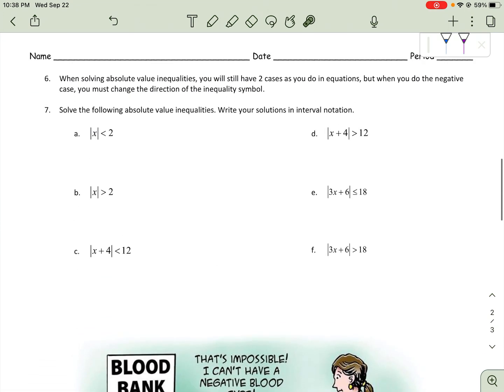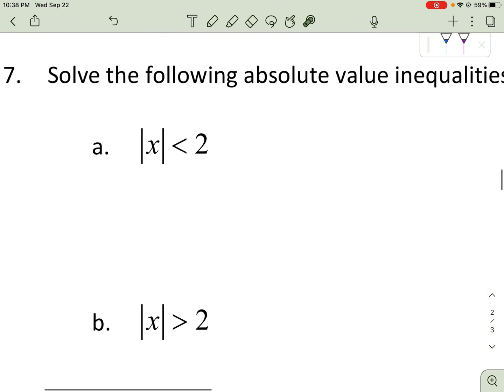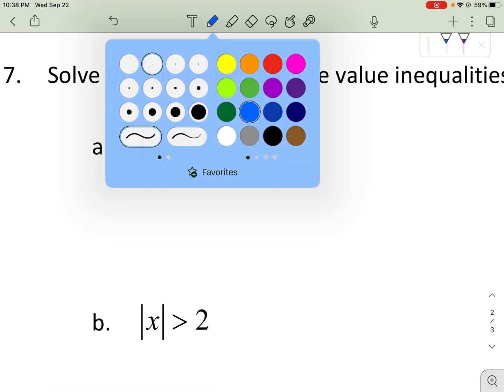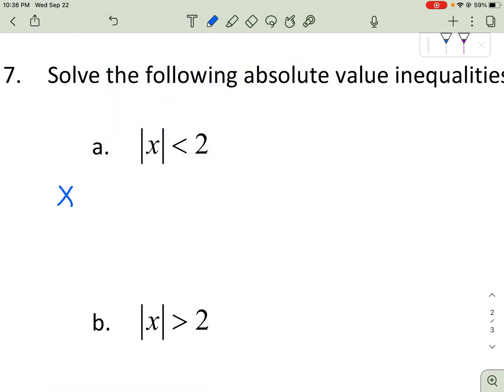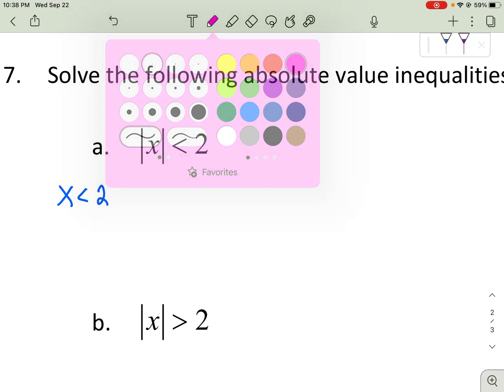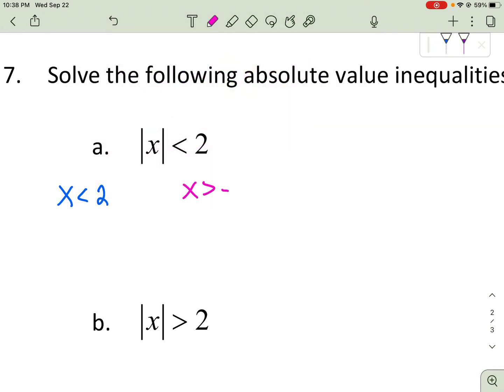Okay, and now we're going to do inequalities. When solving absolute value inequalities, you still have two cases like we did in equations, but when you do the negative case, you have to change the direction of the inequality symbol. So two cases, I call it the positive case and the negative case. The first one stays exactly the same, you just don't need the absolute value. Then you say x is greater than negative 2.